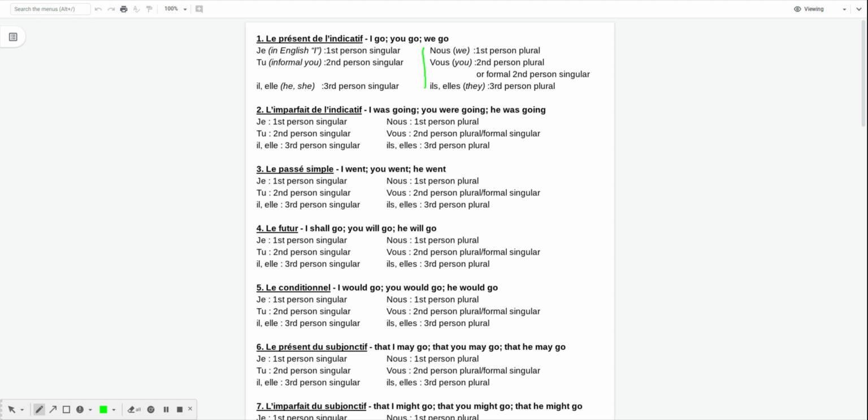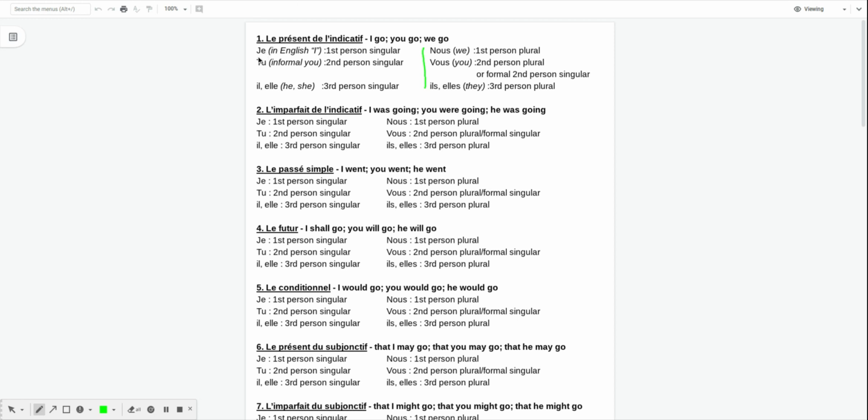So basically, if you memorize this template, it's good for all of the tenses, whether we're talking ER verbs, IR verbs, or RE verbs, or even irregular verbs. And just to take a look at this, the first tense here is le présent de l'indicatif.